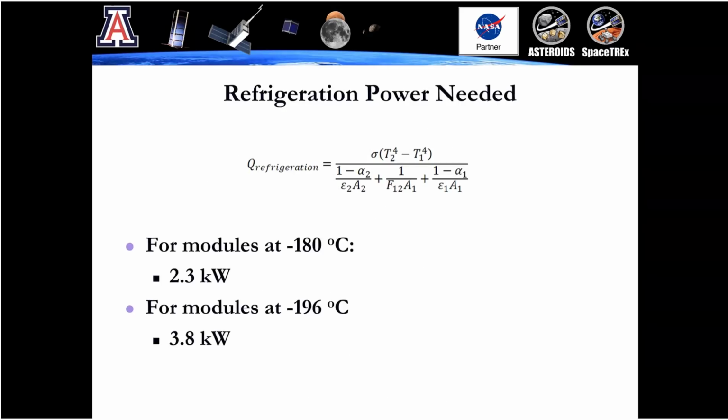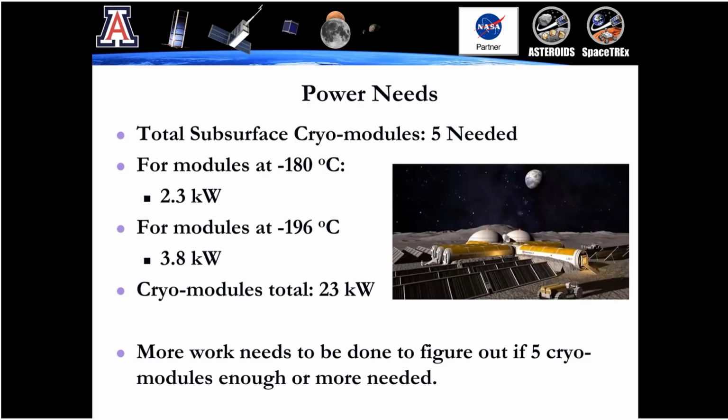From the simplified circuit, we figure out the refrigeration needs for the system, and it ends up that to hold these modules at minus 180 degrees centigrade, we need to provide about 2.3 kilowatts of power, and to hold it at minus 196, we need about 3.8 kilowatts of power. Both of these power numbers include sufficient margins to account for individual losses of the refrigeration system.